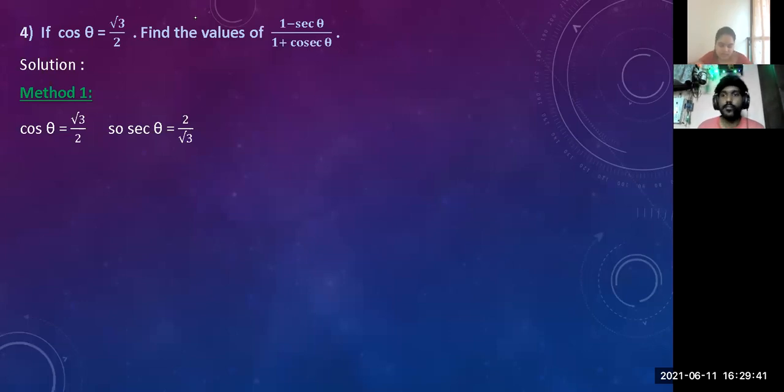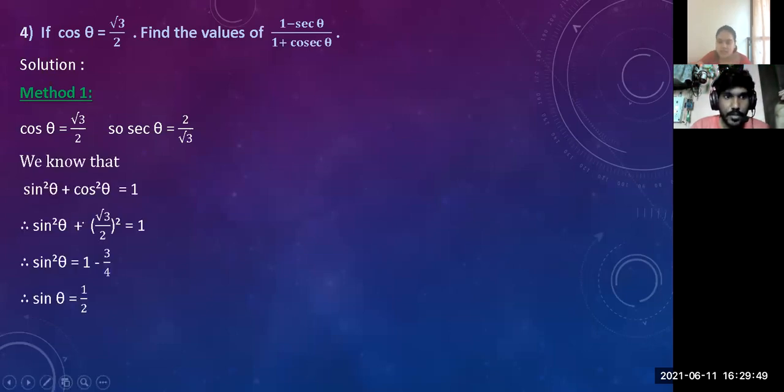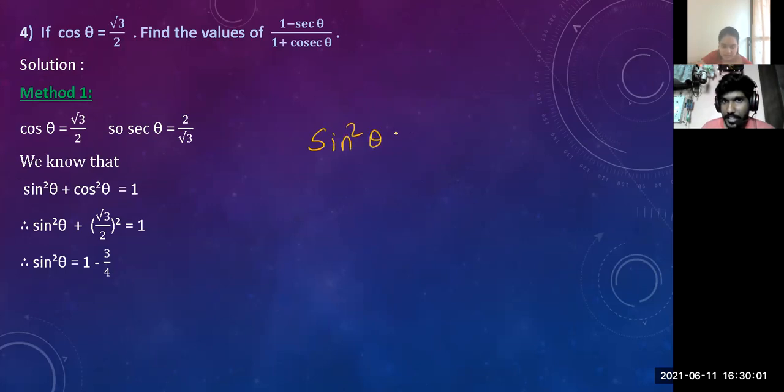Sine square theta equals 1 upon 4. Correct. Sine square theta is 1 upon 4. You have to now take the square root on both sides. Sine square theta is equal to 1 upon 4. Now take the square root on both sides.